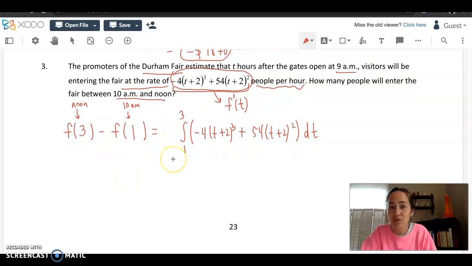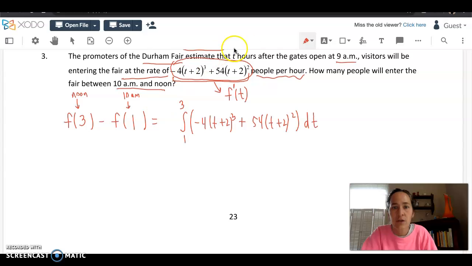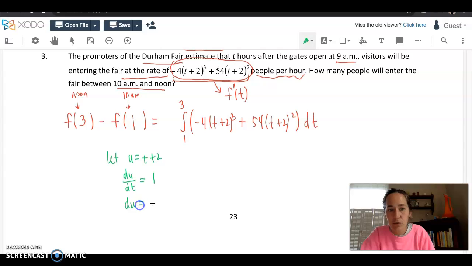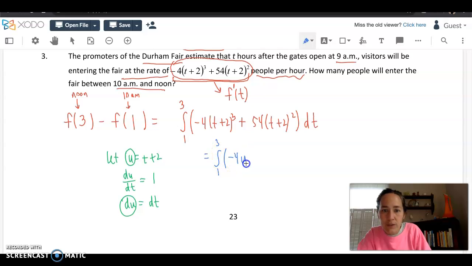Again, I suggest u substitution, even more so with this question, because you've got that t plus 2, that's the innermost part of the function. We could probably knock it out here together. Let's do some side work. Let u equal your innermost part of the function, so t plus 2. And we'll take a derivative. du over dt is going to equal 1. So du equals dt. And these go back into the original. This is great u substitution practice. We want the integral from t equals 1 to 3 of negative 4, how about we just say u cubed plus 54 u squared. Okay, and instead of dt, we can write du like that.